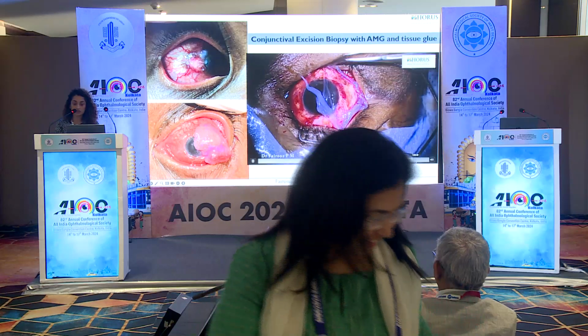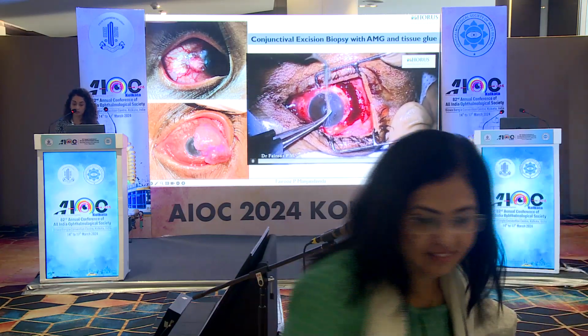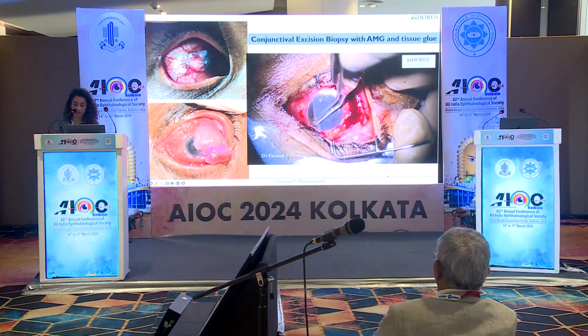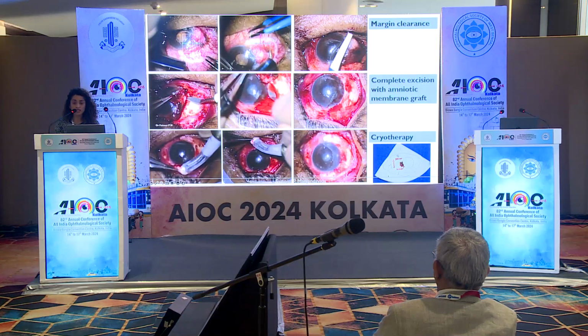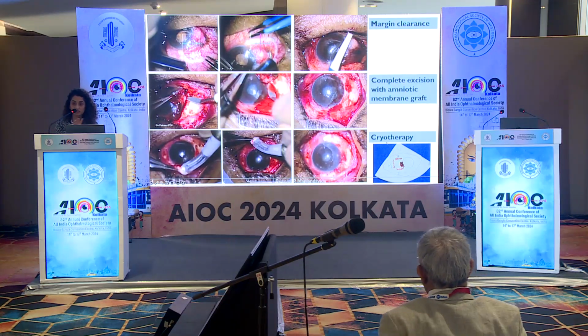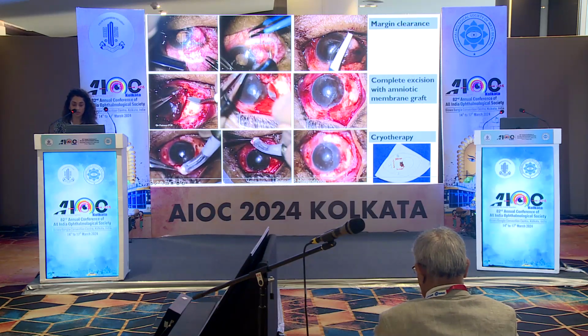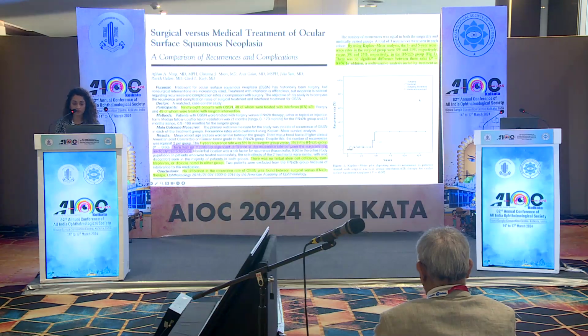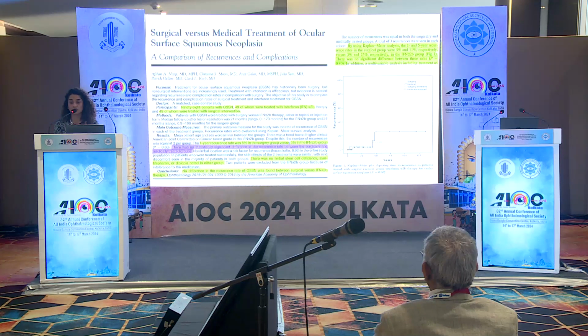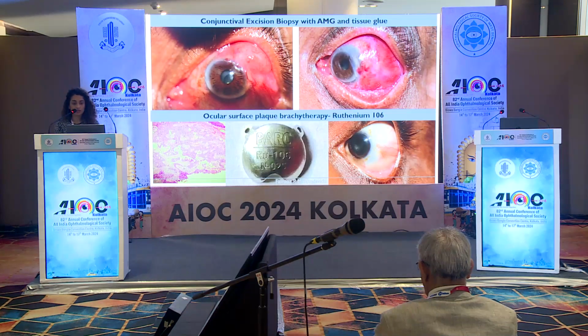Taking care of the surface is done with an amniotic membrane graft, applied with tissue glue. So this is just a brief overview: margin clearance, complete excision, taking care of the surface with amniotic membrane graft, and cryotherapy. This is a paper which is one of my favorites. It came in 2014. In fact, we all started using interferon in 2014, where there is not much of a difference in recurrence between surgical excision and interferon.